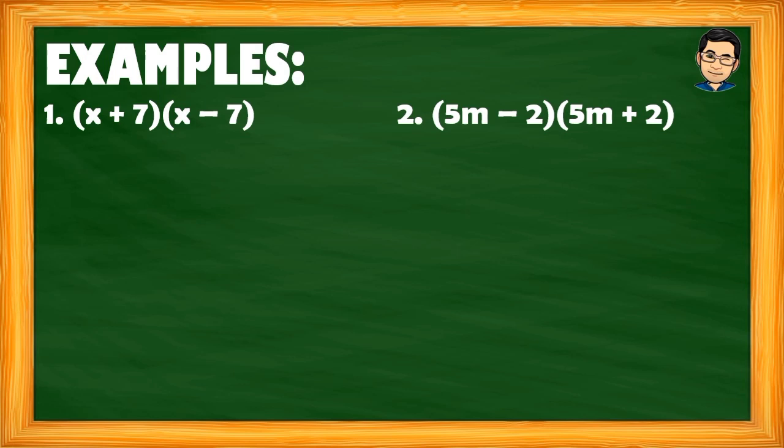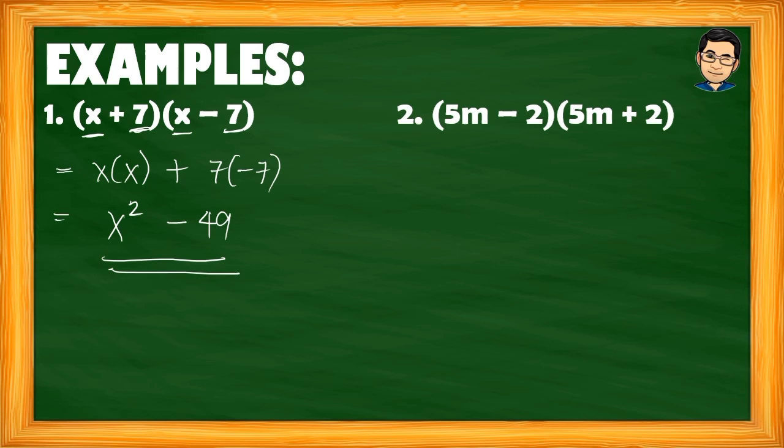So ang gagawin lang natin, i-multiply natin yung dalawang first terms. So magiging x times x and then plus the product of the two last terms. So 7 times negative 7. So x times x, that is x squared. So product rule. So i-add natin exponents ng same basis. And then 7 times negative 7. So that is negative 49. So our final answer will be x squared minus 49.